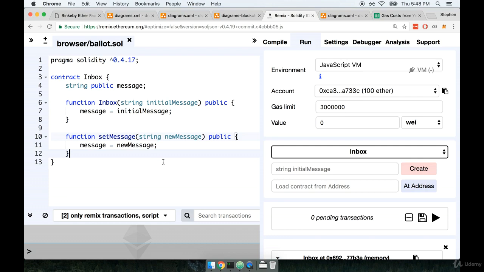Now that we have a better sense of what Wei is and how it relates to Ether, we can move on to talking about the gas system in Ethereum. The gas system is meant to measure how much work we are executing with our code.